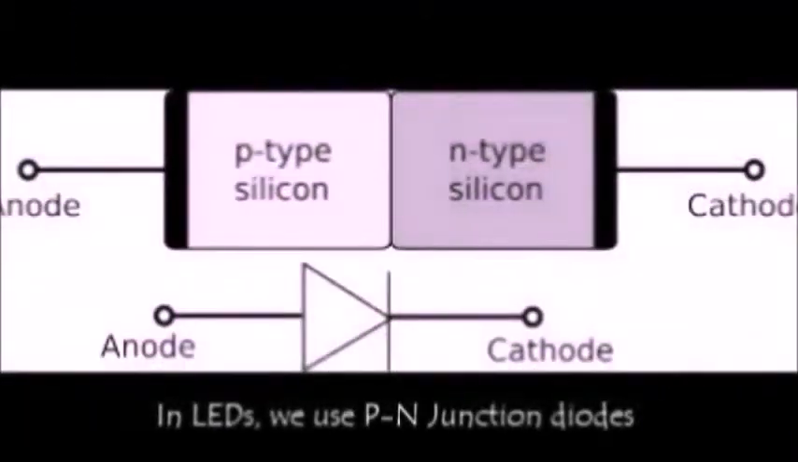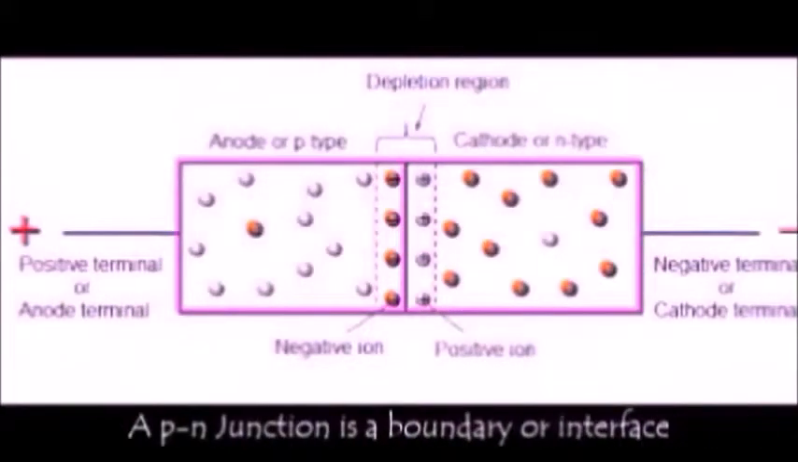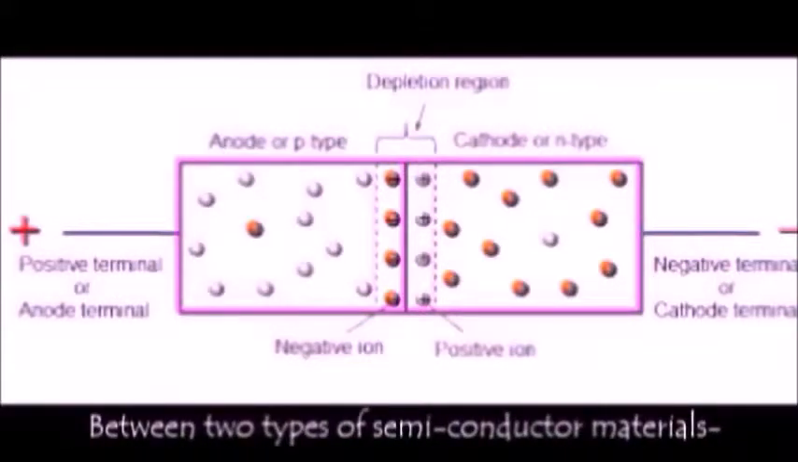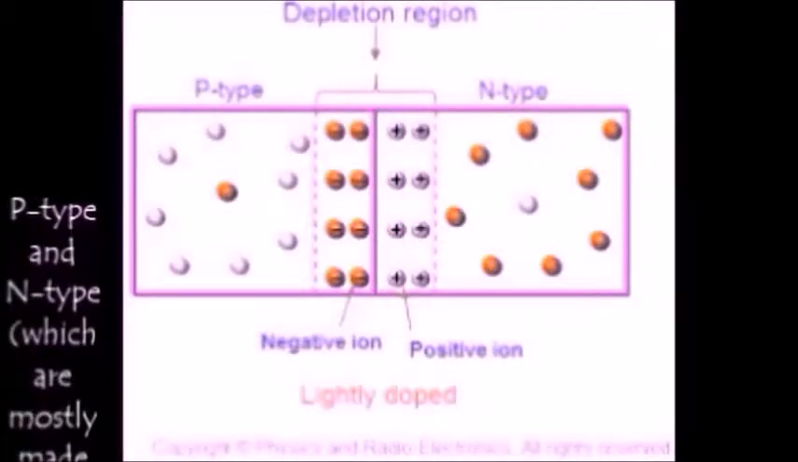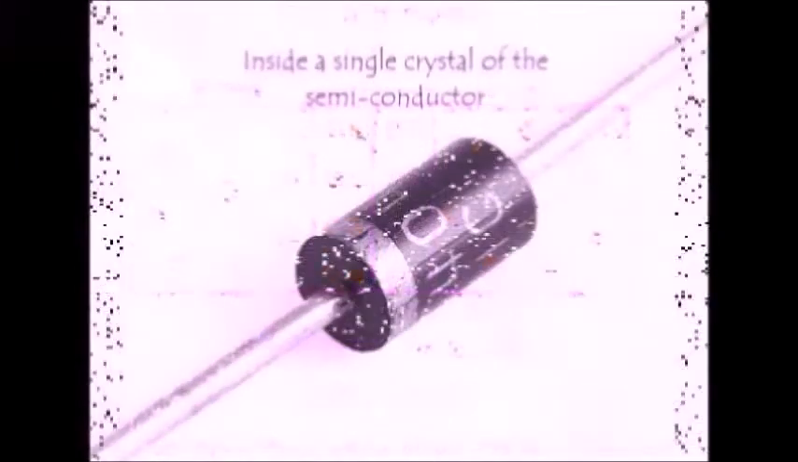What is a PN junction? In LEDs, we use PN junction diodes. A PN junction is a boundary or interface between two types of semiconductor materials, P-type and N-type, which are mostly made of silicon inside a single crystal of the semiconductor.